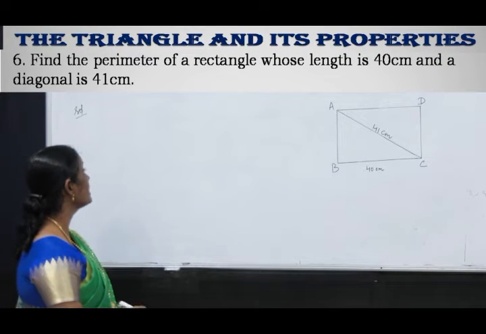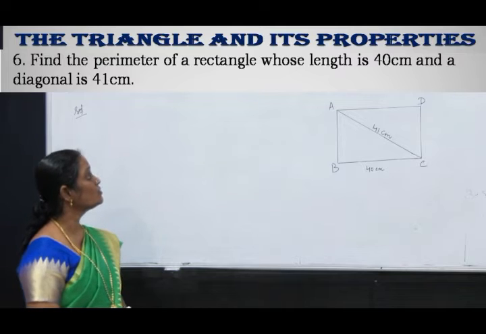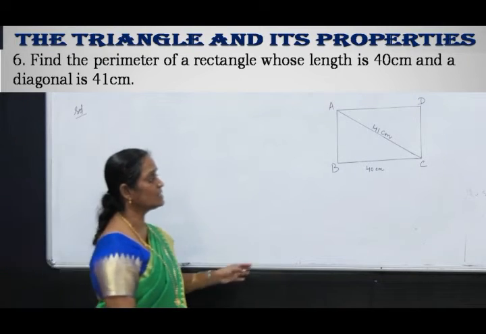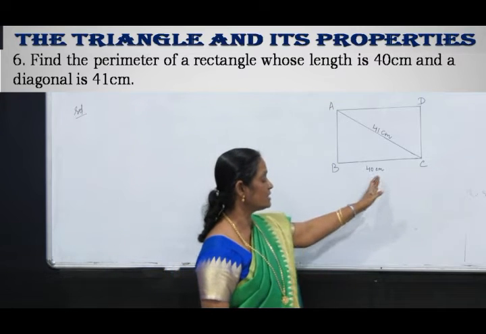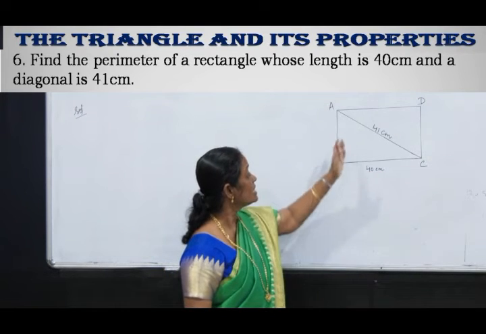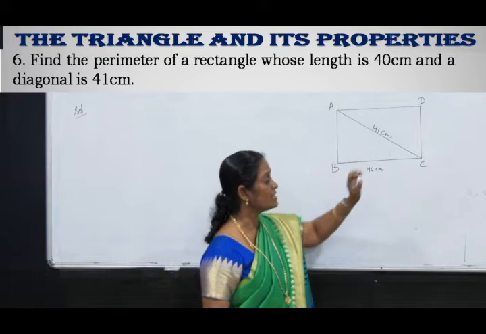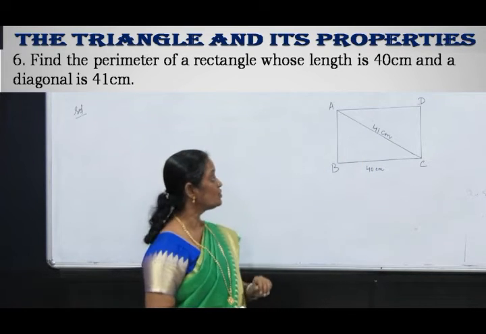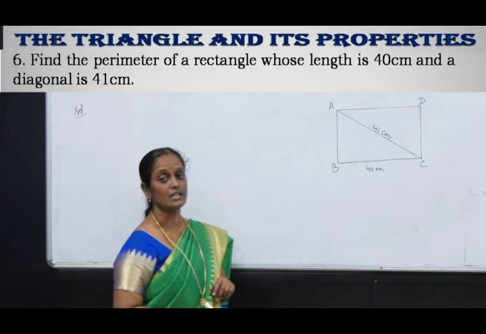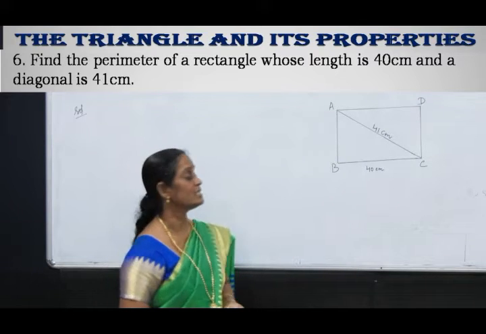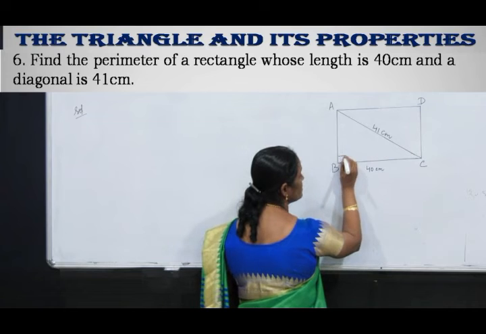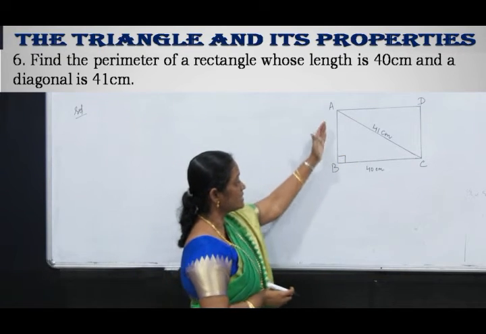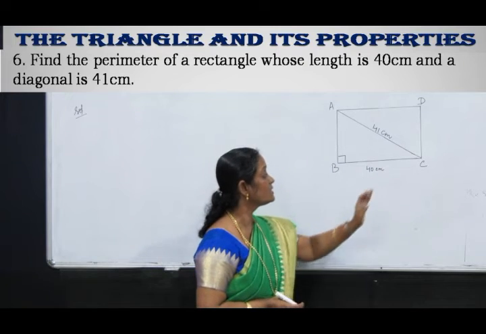Here the next question. Find the perimeter of a rectangle whose length is 40 cm and diagonal is 41 cm. Here a rectangle is given, its length is 40 cm and the diagonal is 41 cm. Let the rectangle be ABCD. Students, you know that in a rectangle all the angles are 90 degrees. So here this angle B will be equal to 90 degree. So here a right angle triangle ABC is formed.